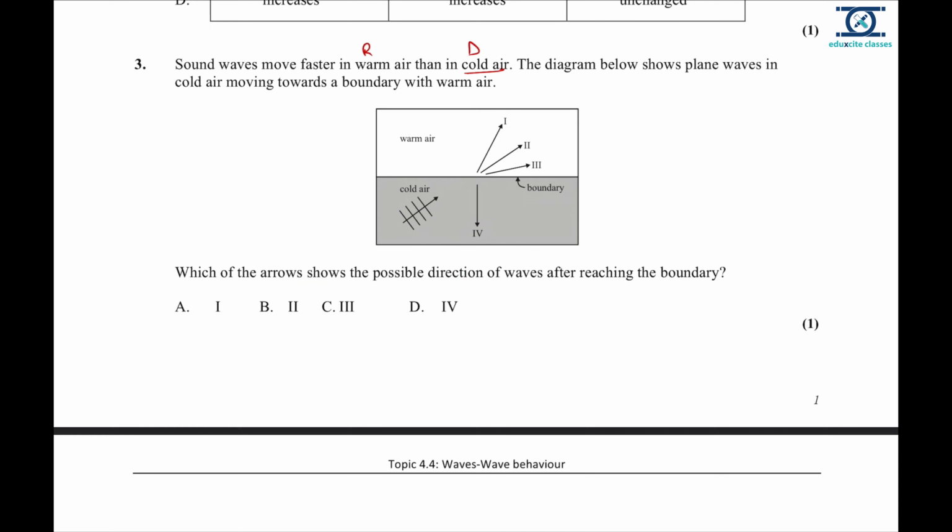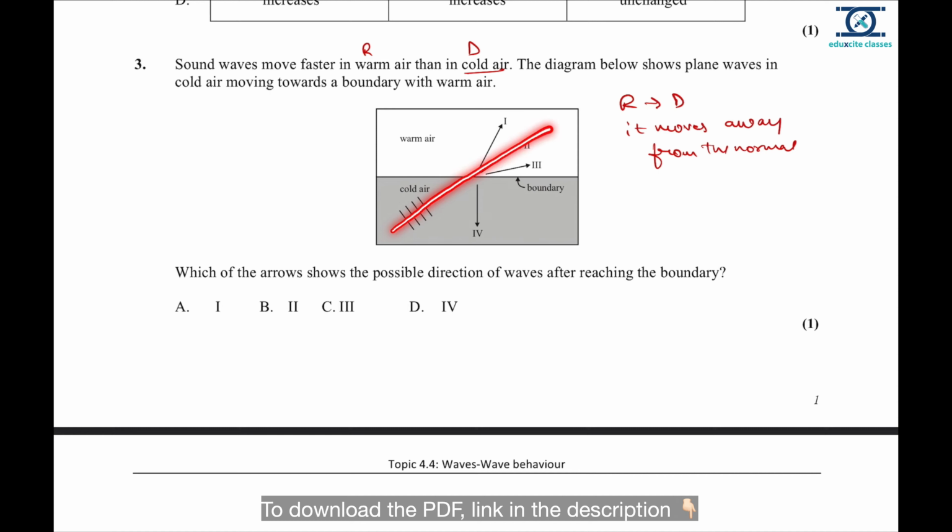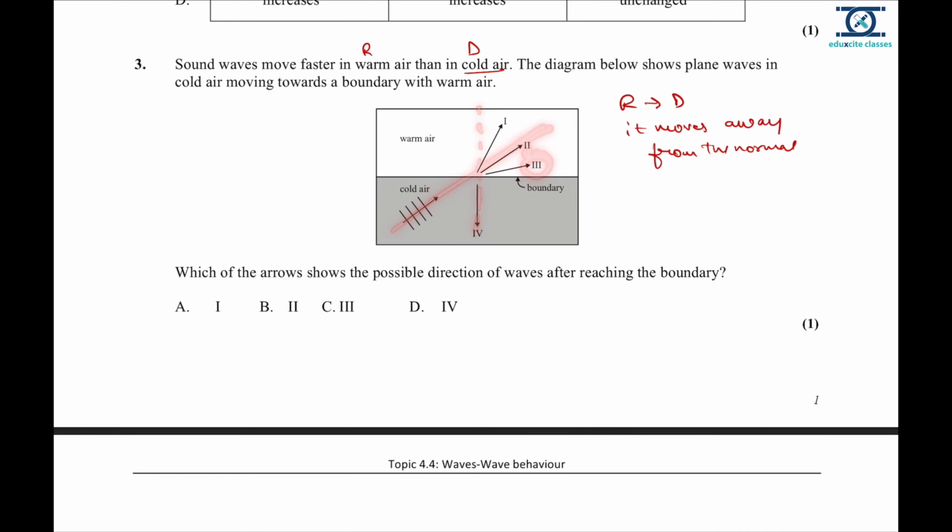Now we know that when a ray is traveling from rarer to denser, it moves away from the normal. So if you see the diagram given, you can see that the light is traveling in this direction, and this is your normal. So it will move away from the normal like this. So which is option, the third one, which is option C.